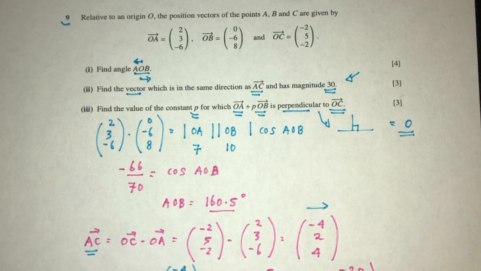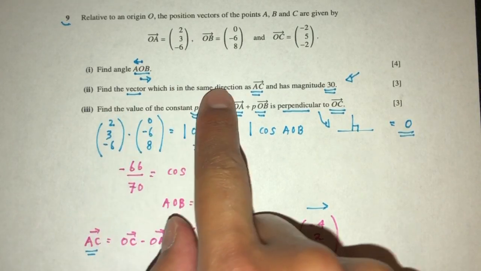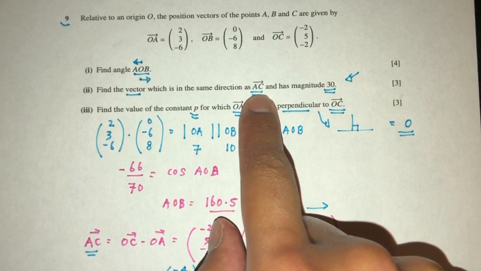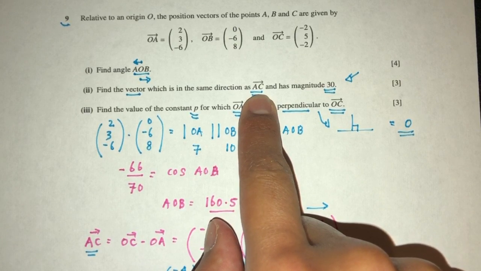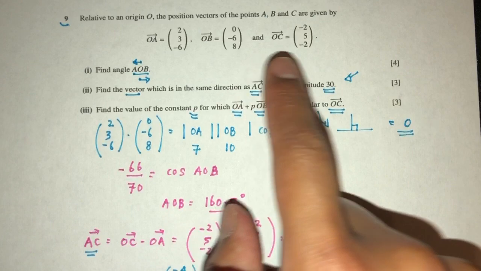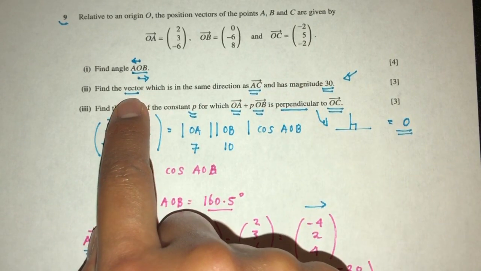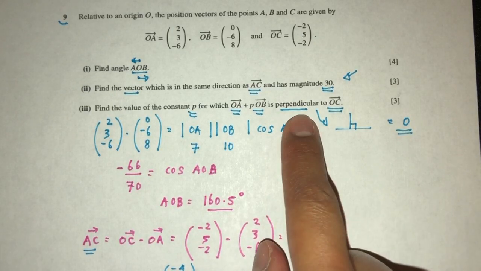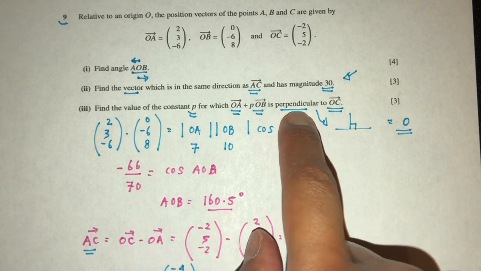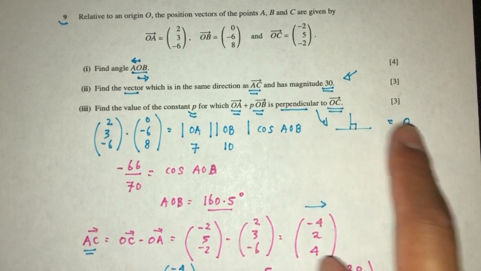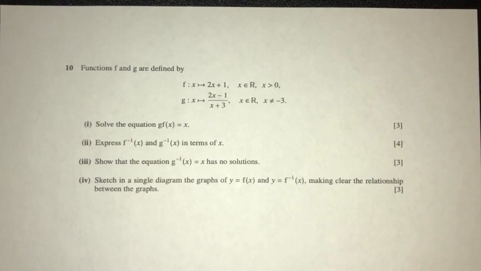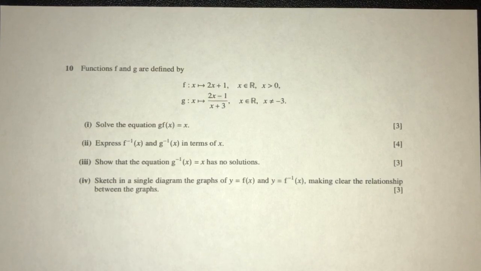So a few things we have to know here. How do you find a vector in the same direction as this? So pretty easy. We first find the vector AC because it is in the same direction. Now we have to find the unit vector AC because we want to multiply by the magnitude 30 to find that vector we need to find. Okay, that's pretty easy now. This one is also pretty easy as well. When we have perpendicular, we understand the scalar product has to be 0. And again, this is pretty obvious using your formula. Now let's move on to the next question.